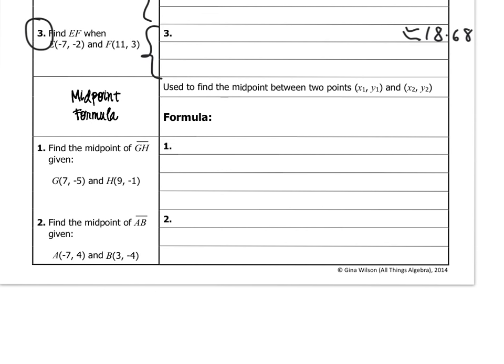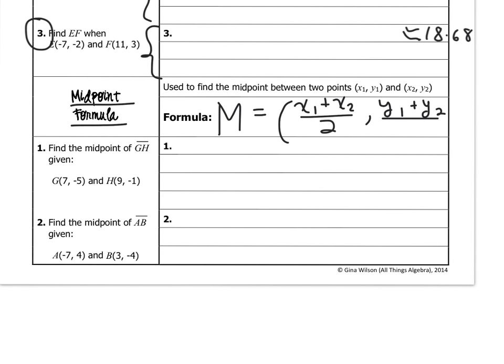Next, we're going to talk about the midpoint formula. So we use the midpoint formula to find the midpoint between 2 points. The midpoint formula is going to be m equals x sub 1 plus x sub 2 divided by 2, y sub 1 plus y sub 2 divided by 2.